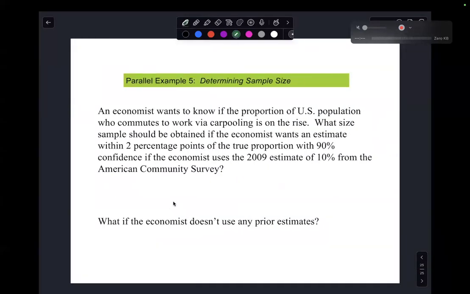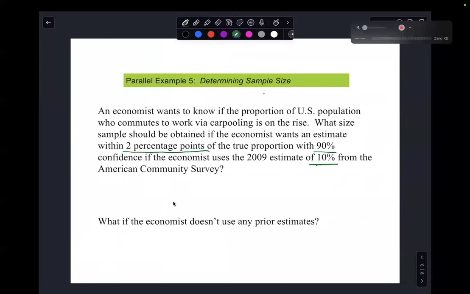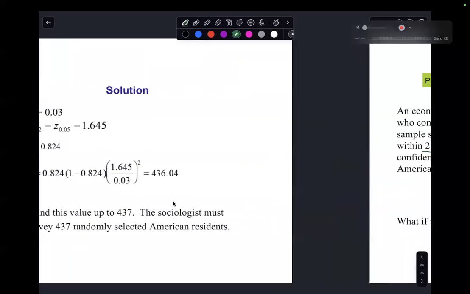An economist wants to know if the proportion of the US population who commutes to work via carpooling is on the rise. We want to know what sample to obtain if they want to estimate within 2 percentage points of the true proportion with 90% confidence, using a previous survey of 10%. So remember from back here, our z-score for 90%, our critical value, is what was it? 1.645? Yes.